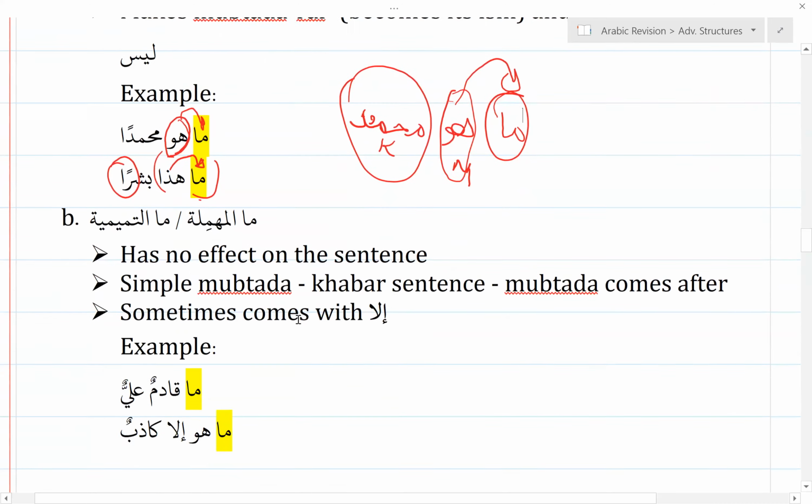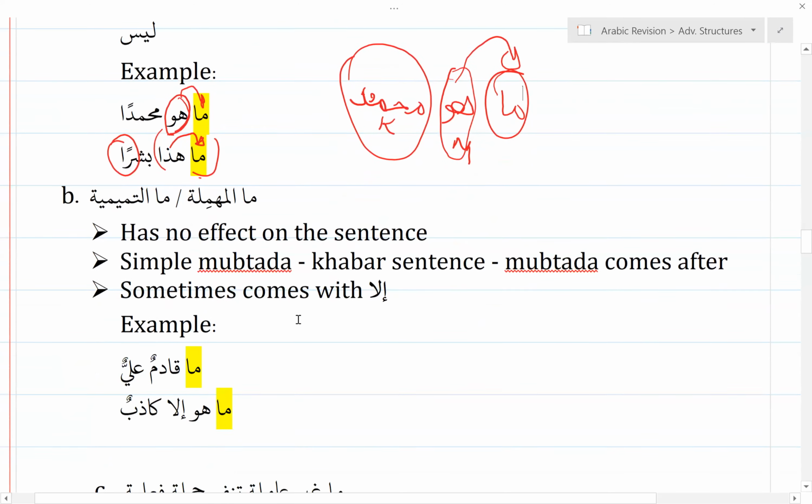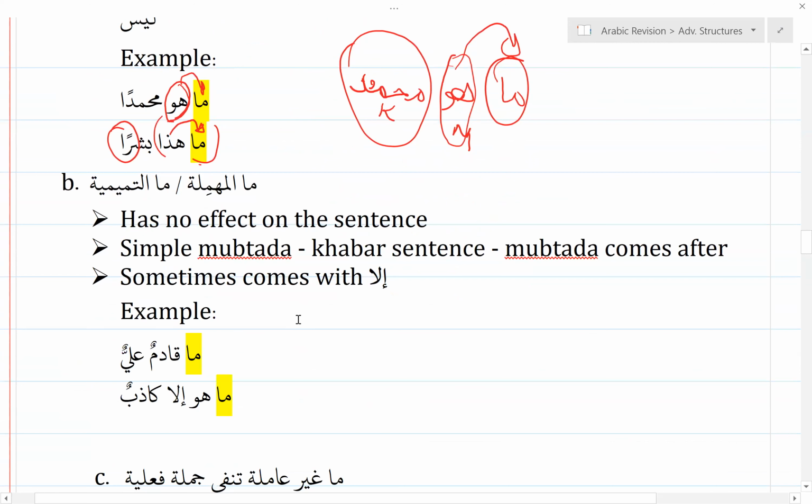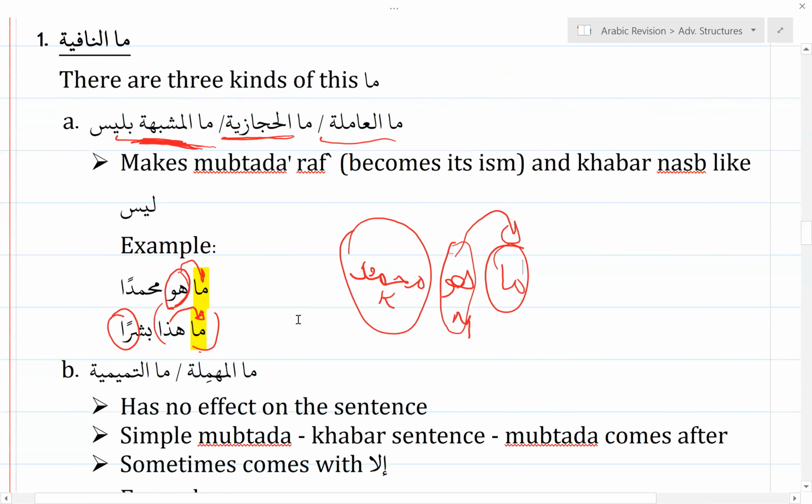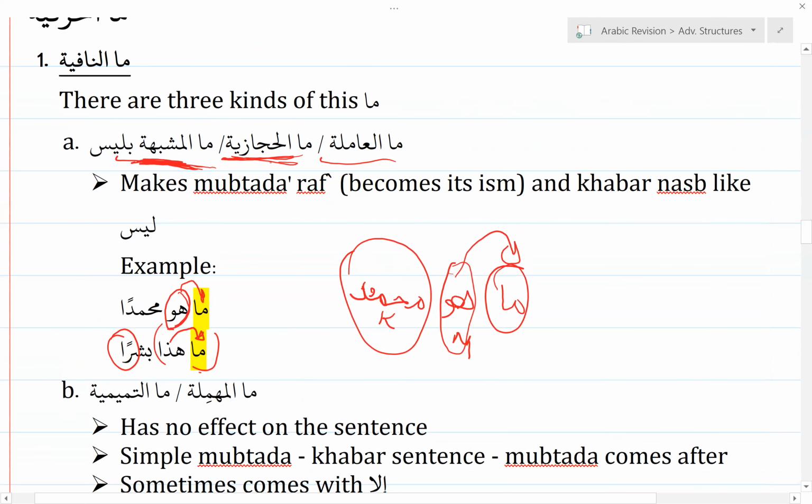Okay, that's clear. So we go to the second category of ma an-nafiya, ma of negation. Now this ma is called ma al-muhmila or ma al-tamimiyya. If you saw here, we mentioned ma al-hijaziyya, and now we have ma al-tamimiyya. The idea is that this is the dialect of Hijaz, and this is the dialect of Tamim. Because you know Arabic is not just one dialect. We had the dialect in Hijaz, and we had the dialect in Tamim, and sometimes they differ a bit.